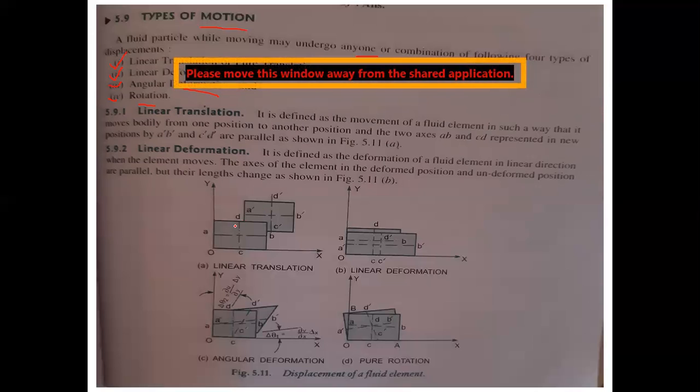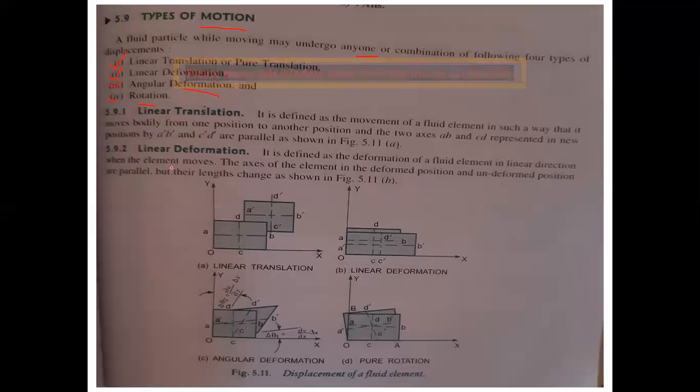So what happens here? A has come to A dash, the new point, D has come to D dash, B has come to B dash, C has come to C dash, right? So this is a change in the linearity. In the x-axis and y-axis it has moved, but there is no change in the area or volume. Next, what is the second one? Linear deformation. It is defined as the deformation of a fluid element in linear direction when the element moves.